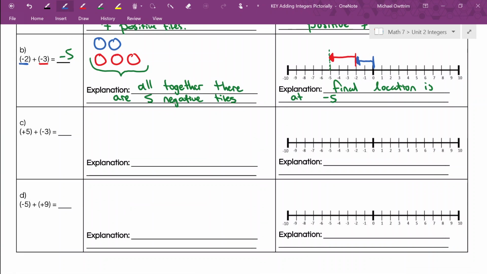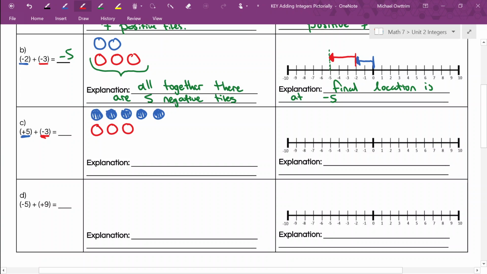In the case of question C, we want to again start by drawing our first integer. First integer is positive 5. 5 means 5 tiles, and positive means they are shaded in. In our second integer, we're going to draw it underneath. Our negative 3 means 3 tiles, and since they are negative, they are not going to be shaded in. Now in this question, we do have some 0 pairs.